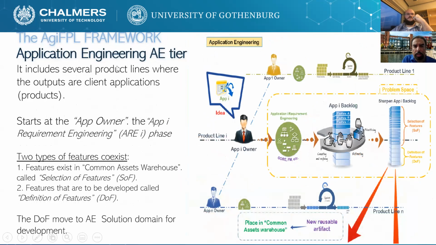Also, we moved to the application domain. We see how they use this stack of backlog. There are two backlogs here, SOF and DOF. SOF is selection of features. And here you have DOF, which is definition of features. SOF are features ready to implement. They are ready, part of your assets. But DOF are features that need to be implemented. They are not implemented. So they separate them. Part goes to your assets and part goes to the development team.